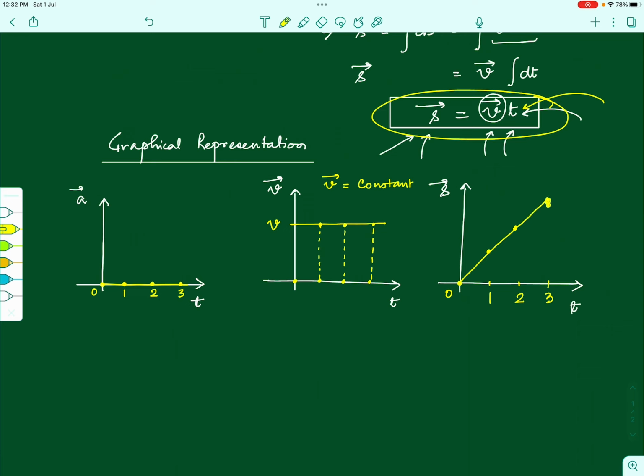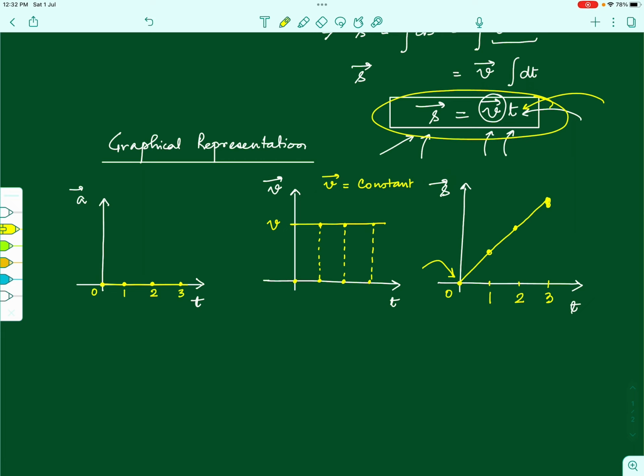This point will be over here on the line. So, what you get for the displacement time graph of a uniform motion is a straight line which passes through the origin, telling you that at t is equal to 0, the displacement of the body is 0, and as time increases, the displacement increases linearly.